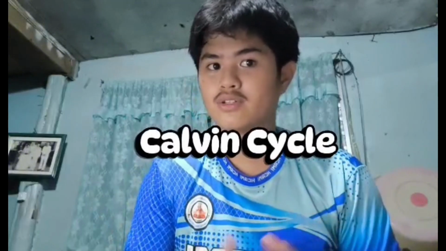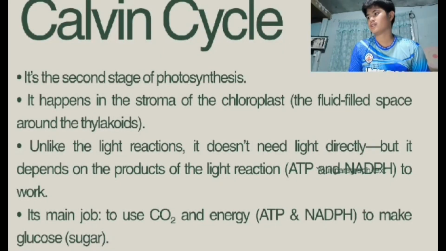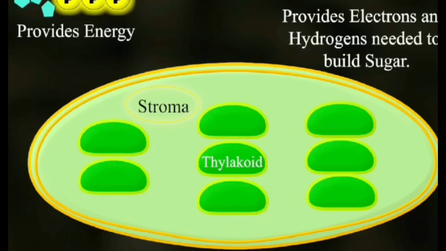So now let's proceed to the process of the light-independent reaction, or what we call the Calvin cycle. First, let's know its definition. It is the second stage of photosynthesis, which was discussed earlier. Second, it happens in the stroma of the chloroplast, the fluid-filled space around the thylakoids.